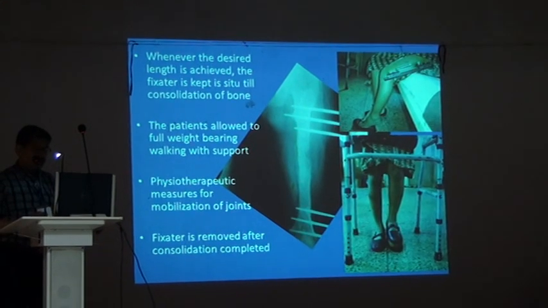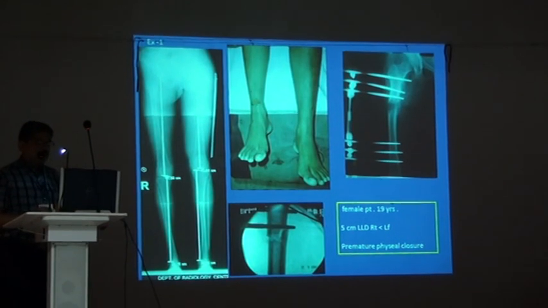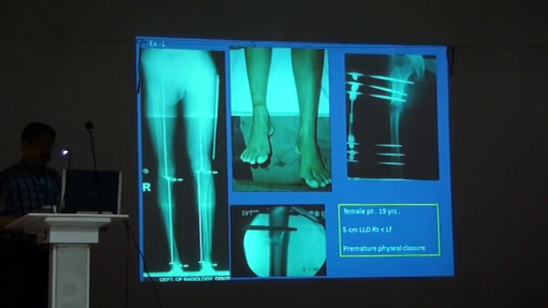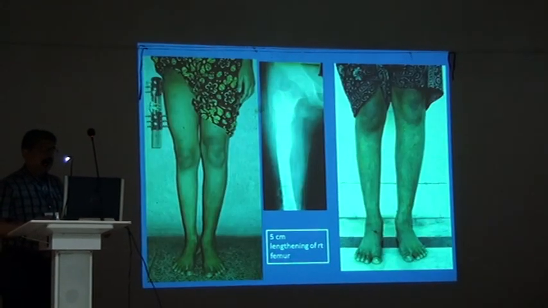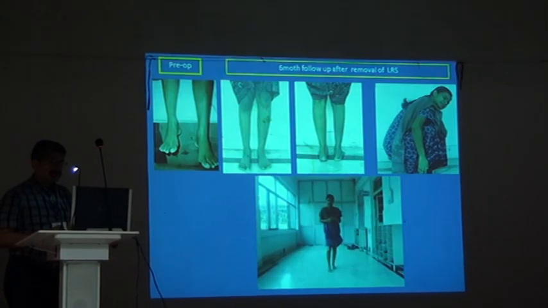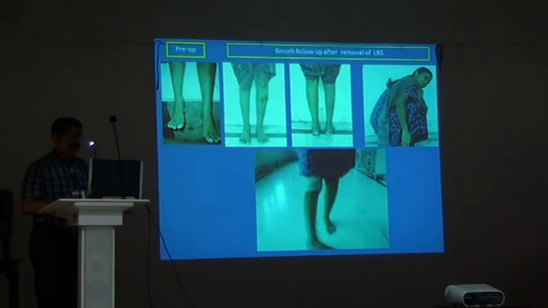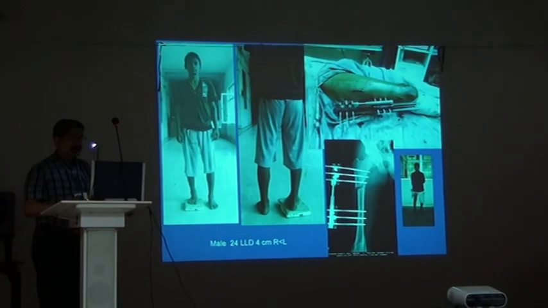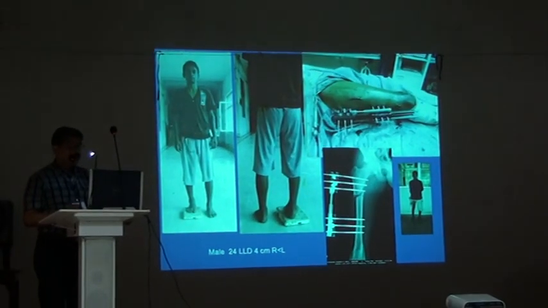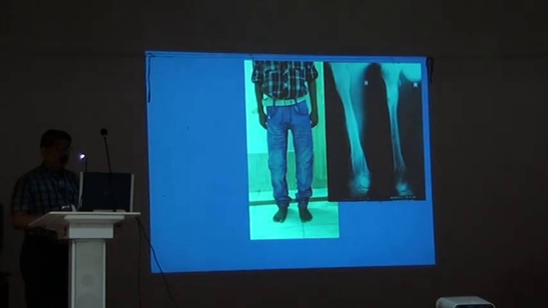The patient is allowed full weight bearing, walking with support, and physiotherapy for mobilization of the joints, and the fixator is removed after consolidation is complete. Now this is an example of a female patient, 19 years old, with 5 cm shortening of the right lower limb. We did a femoral lengthening, and the length equalized. This is the range of movement of the patient. Now this is another patient, a 24 year old male with 4 cm shortening. We did the same procedure and the length equalized.